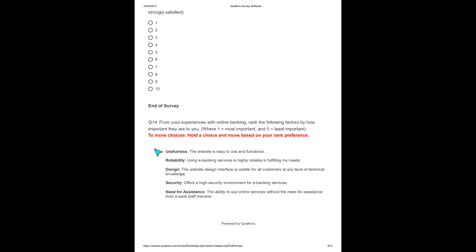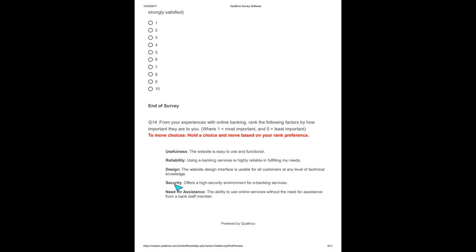So when you ask the customer about terms like usefulness and reliability, you don't assume the participant will know the meaning. For example, in this question: from your experience with online banking, rank these factors. Which one is the most important to you? You cannot just put usefulness, reliability, design, security. You have to show what you mean by usefulness: is the website easy to use and functional? Reliability: using the e-banking service is highly reliable in fulfilling my needs.